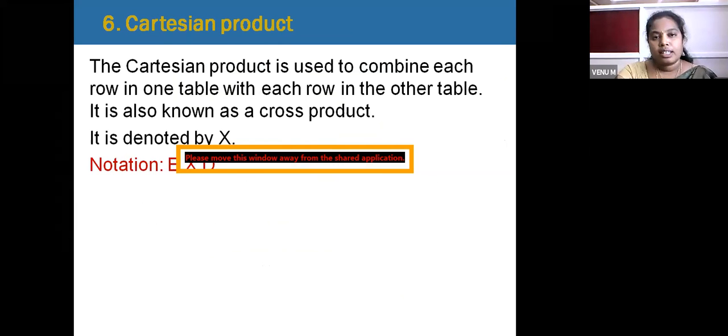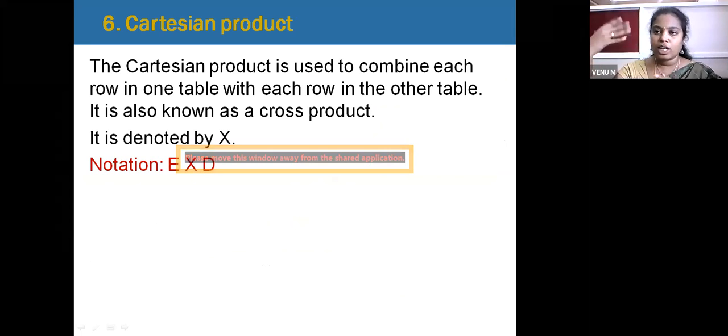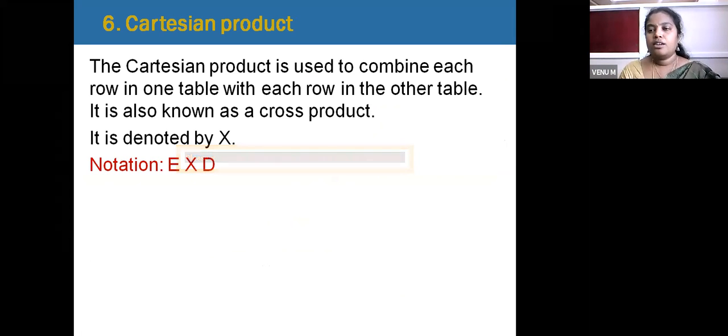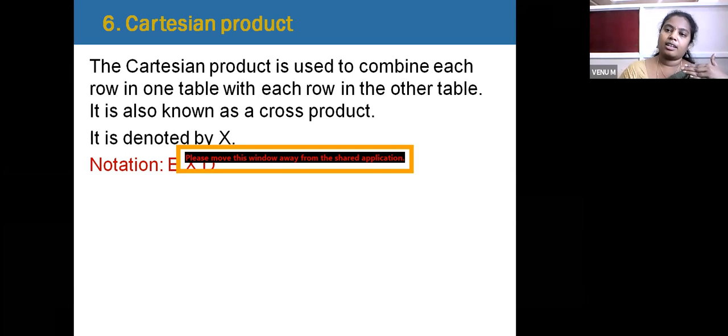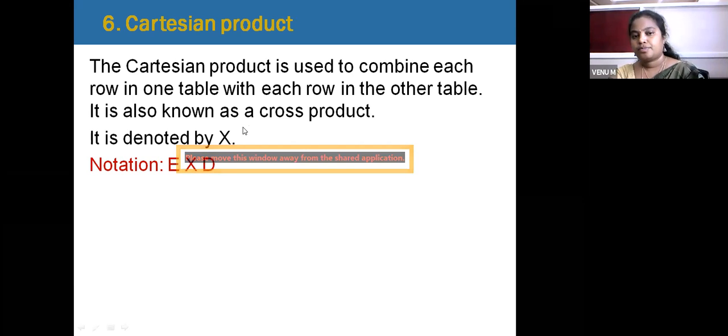Set difference. Next, coming to Cartesian product. Here the Cartesian product is used to combine each row in one table with each row in another table. For example, one table contains two rows and another table contains three rows. What is the output? 2 into 3 means 6. M into n rows as output, because each tuple in the first relation can combine with each and every tuple in the second relation. That is the meaning of cross product. It is denoted by cross x.